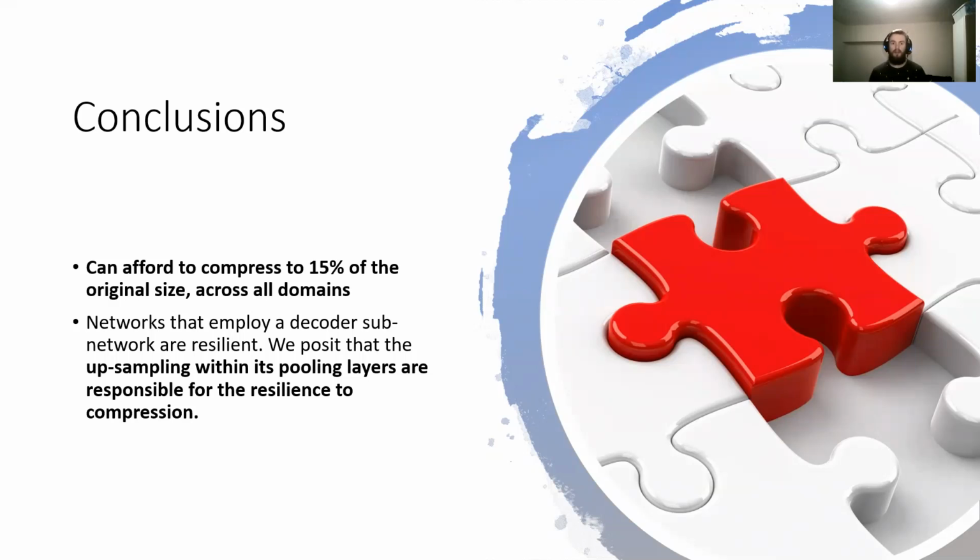Secondly, we note that the networks that employ a decoder subnetwork are the most resilient, and we posit that this is because the upsampling within the pooling layers of the decoder network are responsible for the resilience to compression.